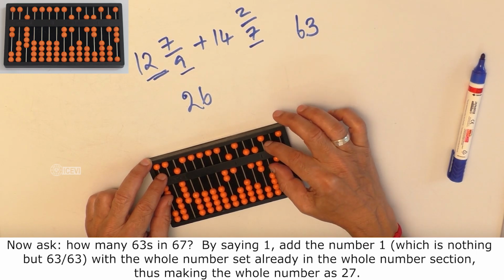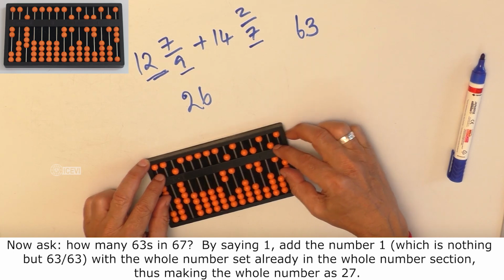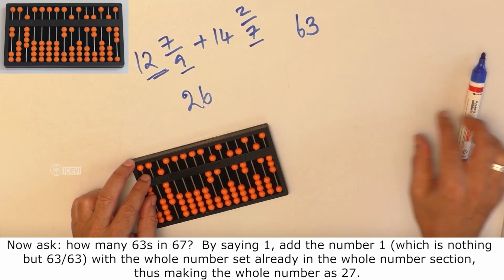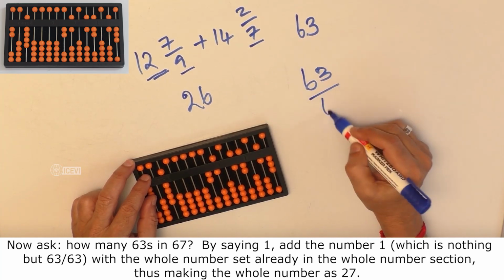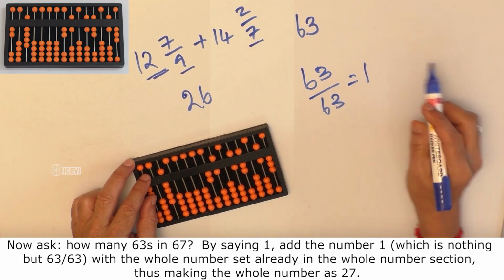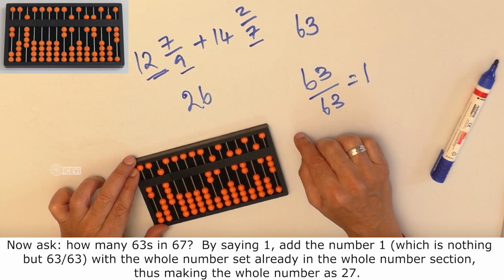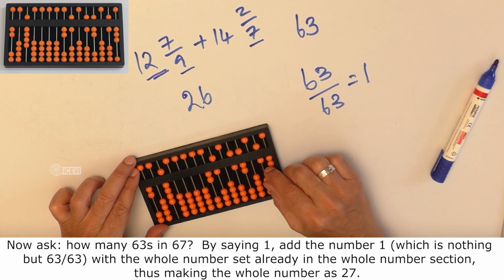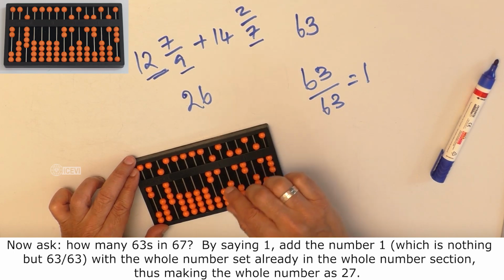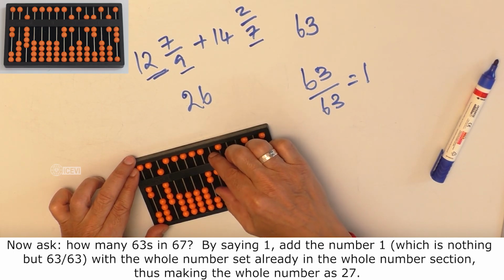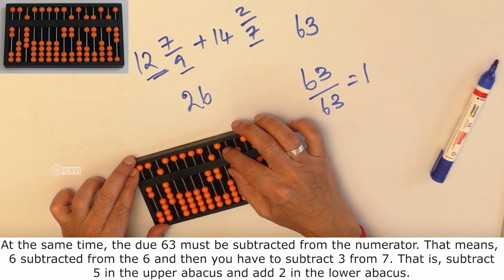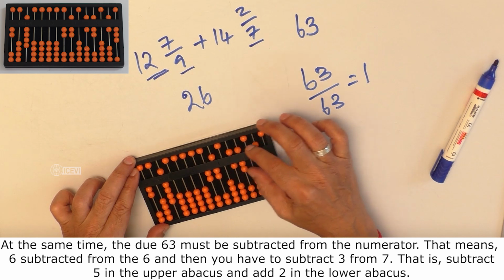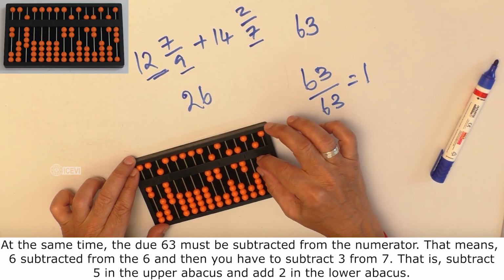Now ask, how many 63s in 67? By saying 1, add that number, which is nothing but 63/63, with the whole number set already in the whole number section, thus making the whole number 27. At the same time, the due 63 must be subtracted from the numerator.